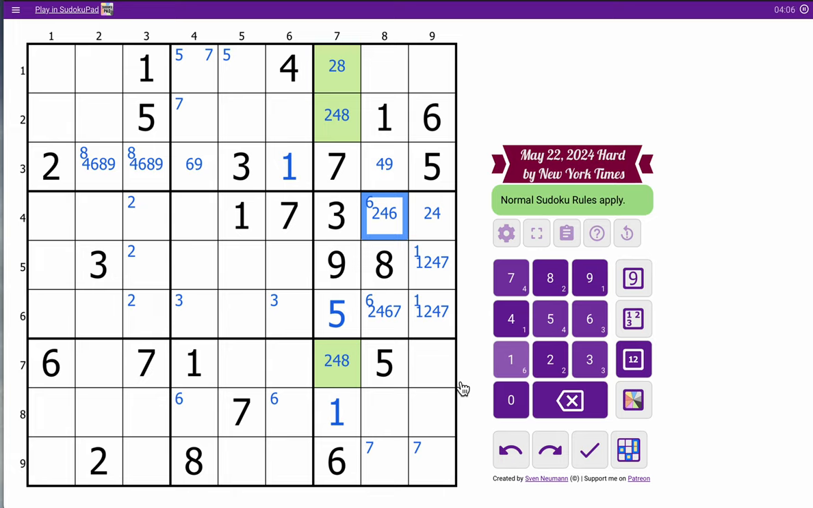Okay, row 7, I have 1, 5, 6, 7. I need 2, 3, 4, 8, 9. This can't be 2 or 3. This can't be 3. This can't be 4 or 8, and that's not 8. That's any of them, isn't it?